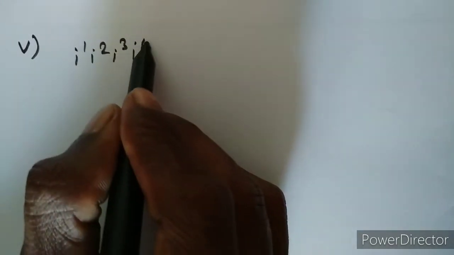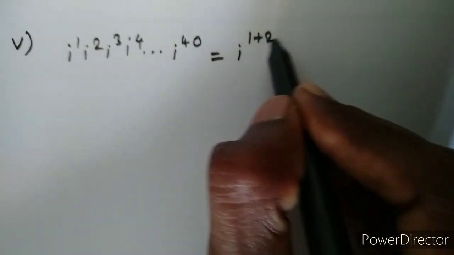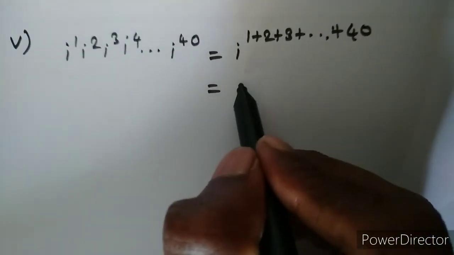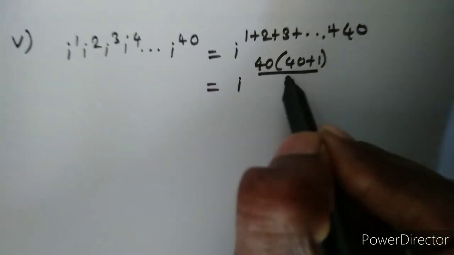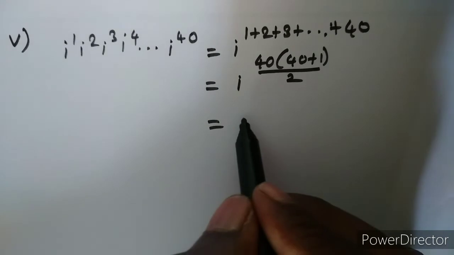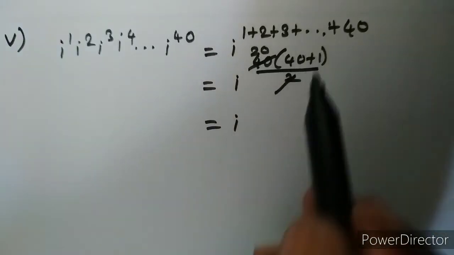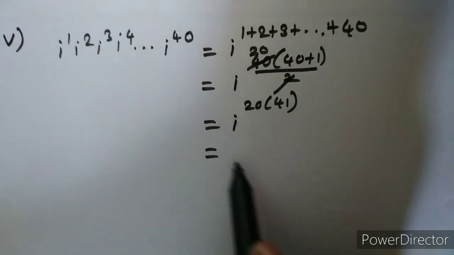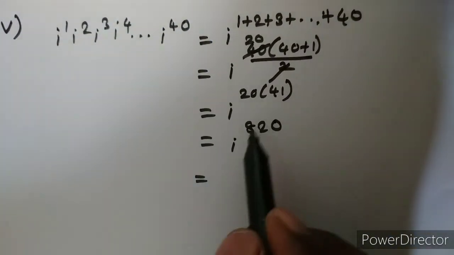Subdivision number 5: i power 1 into i power 2 into i power 3 into i power 4 and so on up to i power 40. Here the base is equal, therefore we sum the powers of i: 1 plus 2 plus 3 and so on up to 40. The formula is n into n plus 1 by 2. The last number 40 is n. Therefore, 40 into 40 plus 1 by 2. It is i power 20 into 41. That is i power 820.